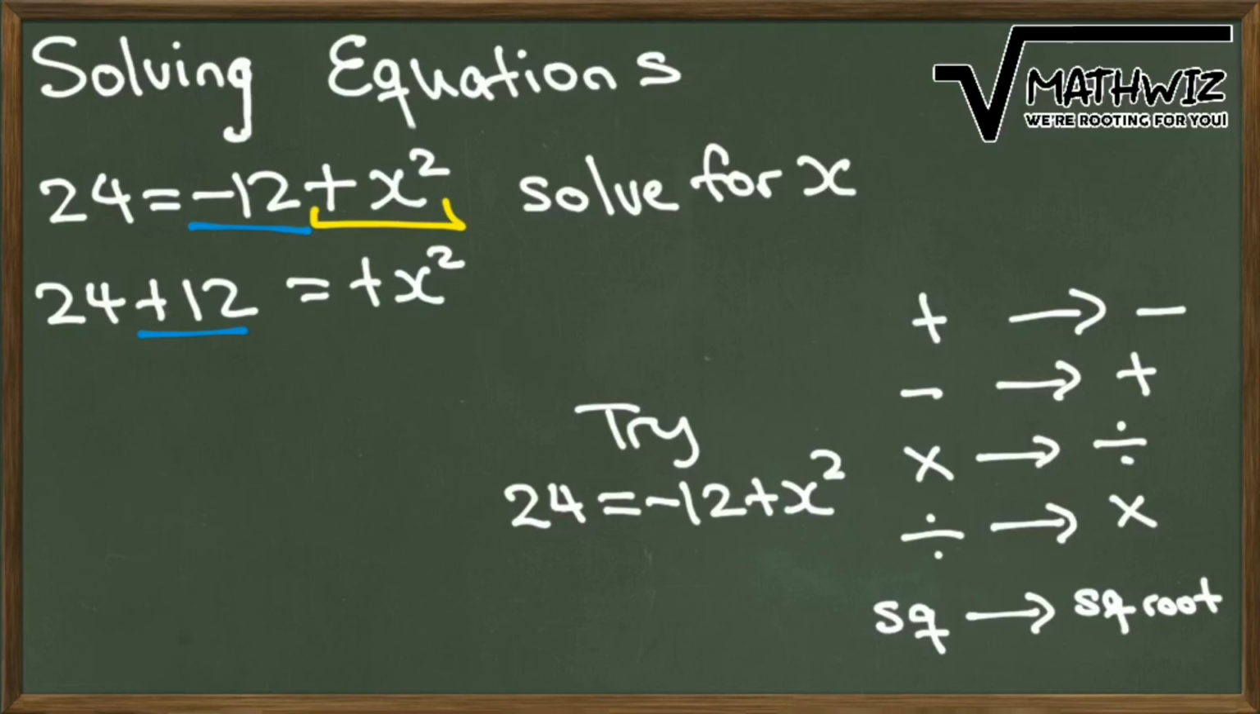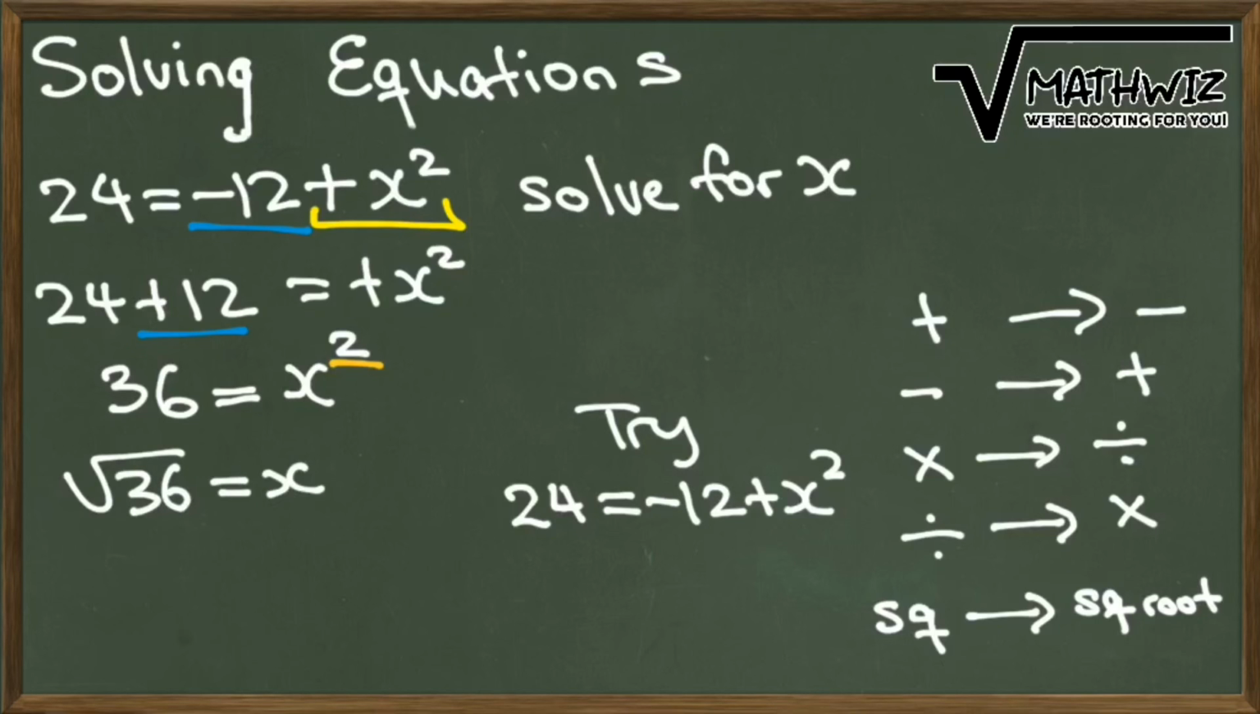And the 24 plus 12 is going to give us 36. And to get rid of the square, we will square root. And the square root of 36 is simply 6.